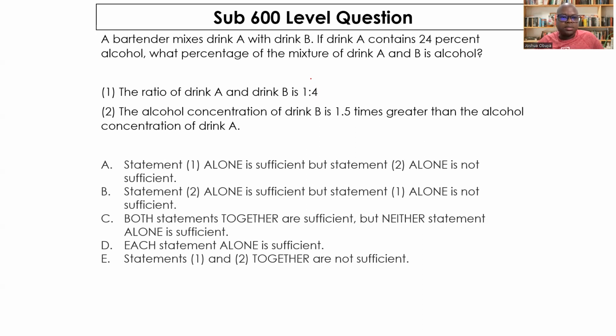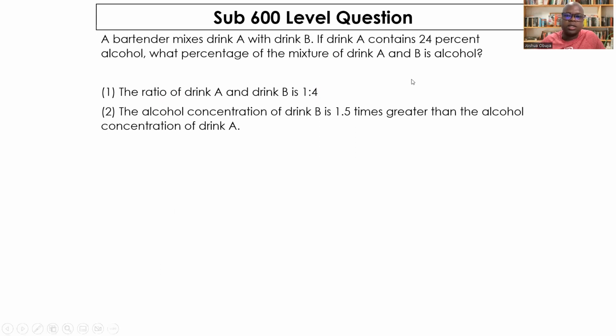Being given that drink A and drink B are mixed together, A contains 24% alcohol, and we've not been told what B contains, but you've been asked what the mixture of A and B has in terms of concentration of alcohol. So the answer choices, you should know them by now. If you don't, revisit them. Let's take a look at this question now and work on it.